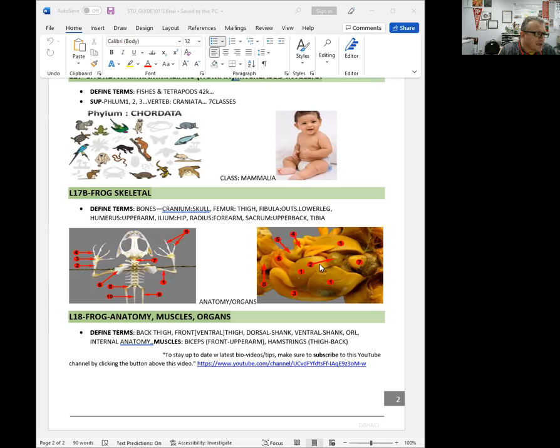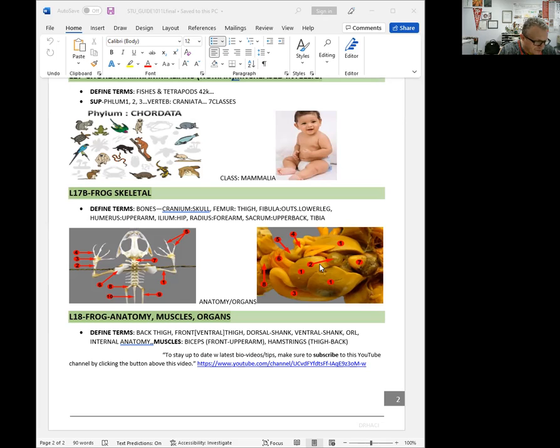A female frog has a big belly with thousands of eggs. A male frog is usually larger and bigger. And then all these muscle systems, triceps, femur, tibia, peroneus, tibialis, and sacrum, some of the major parts.